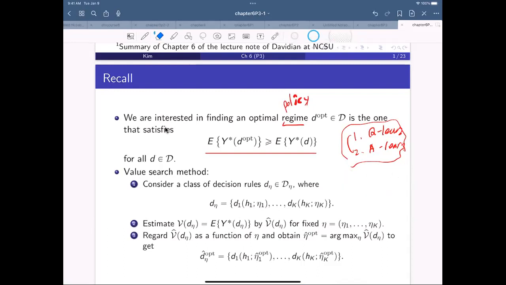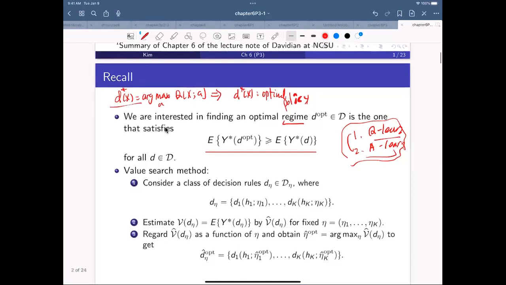So basically, in the single-stage case, arg max over A. If you choose this one, this particular rule satisfies optimality, right? It is optimal. So Q learning and A learning is about how to find this sufficient condition.